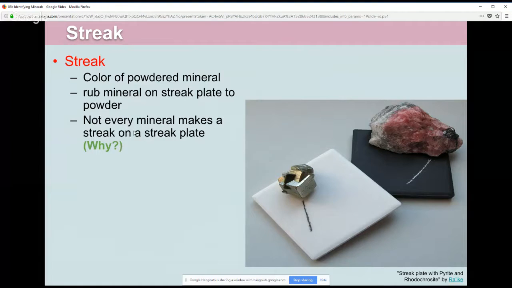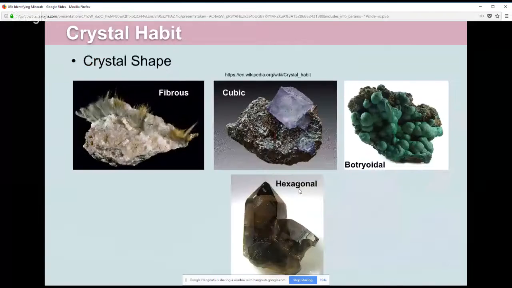Not every mineral will make a streak on a streak plate, and that's because of hardness. Sometimes a mineral cannot be broken down by the streak plate because it's harder than the streak plate.